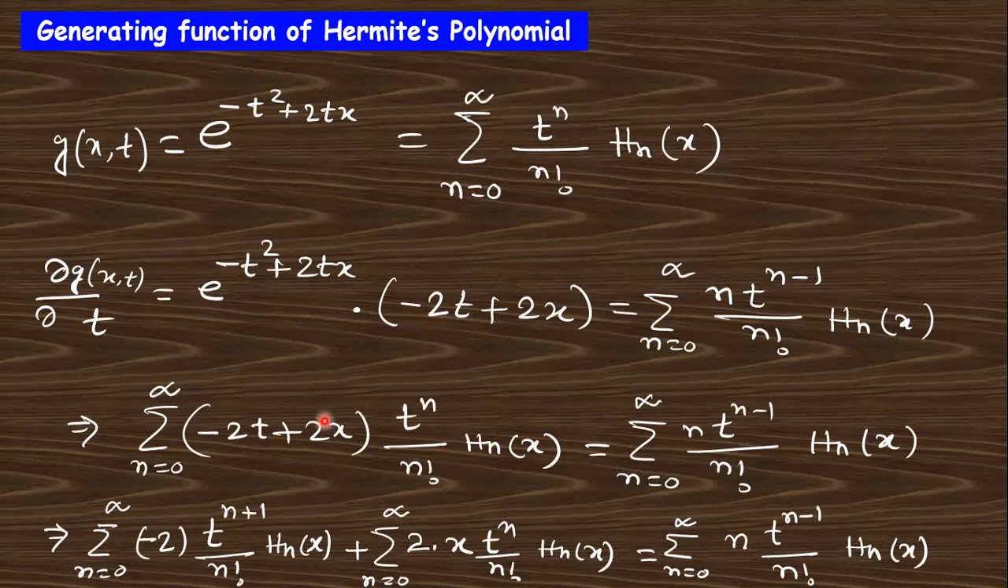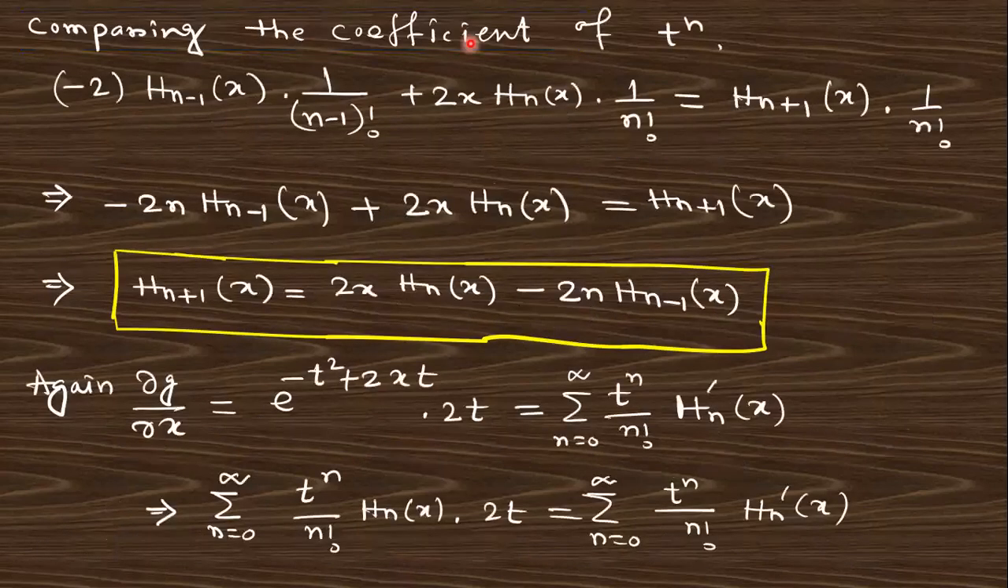Now we want to find out some relation regarding this Hermite polynomial. So that's why we take the partial derivative with respect to t, and we get this expression. The exponential derivative will be like that, and this derivative is minus 2t plus 2x. And in the right hand side there is n t to the power n minus 1, and like that. You can see this part is nothing but this summation. So just put this value and multiply, and then compare the coefficient of t to the power n.